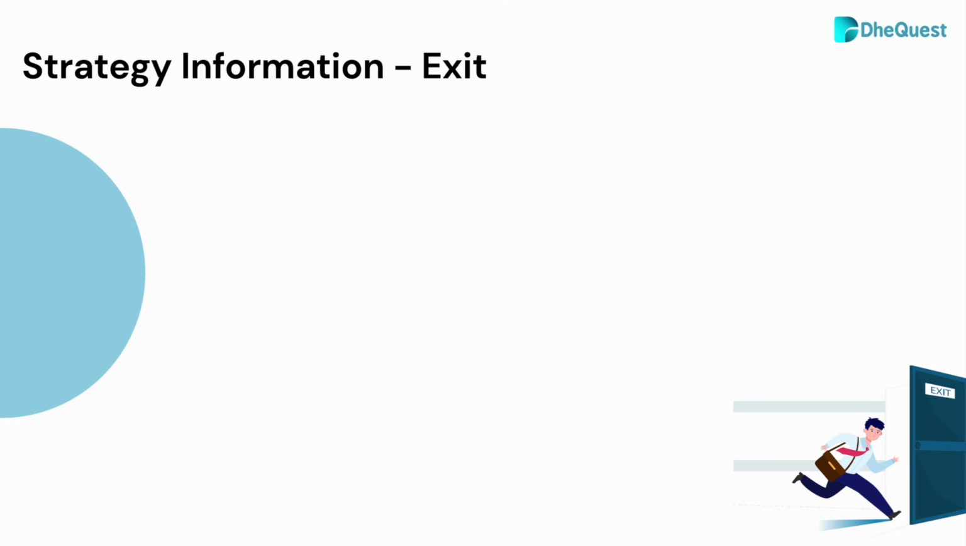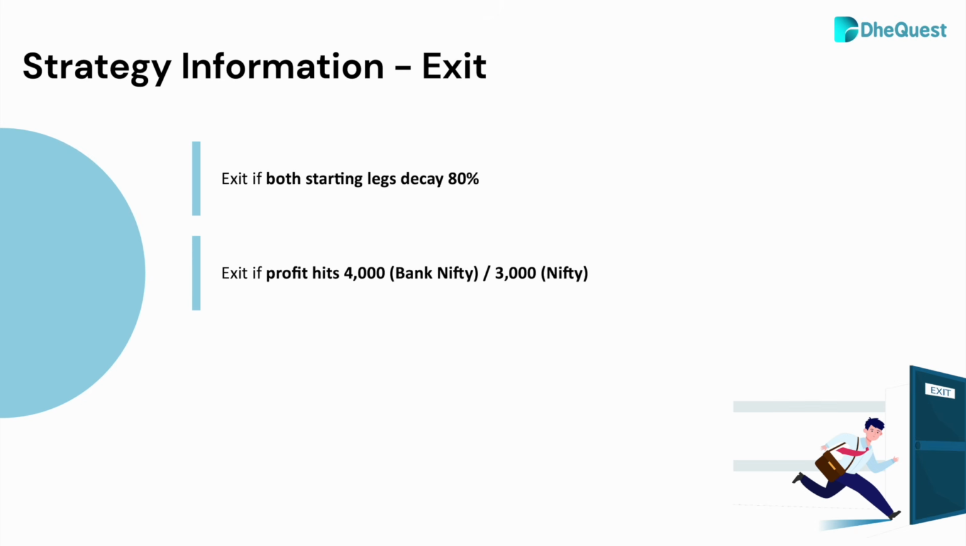Alright, so now let's talk about the exit rules. Basically, when to get out. Whether it's a profit or loss, honestly, this part is super important because knowing when to leave is exactly what actually saves us and also decides when we can jump back in. Our first rule is very simple. If both of our initial option premiums decay by 80%, we just exit the trade. The second rule is based on the profit. If Bank Nifty gives 4,000 rupees and Nifty gives 3,000 rupees, we book the profits and exit then and there.